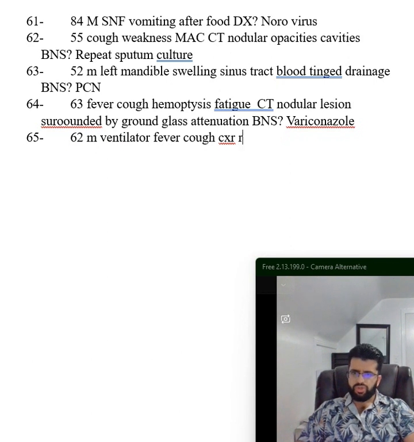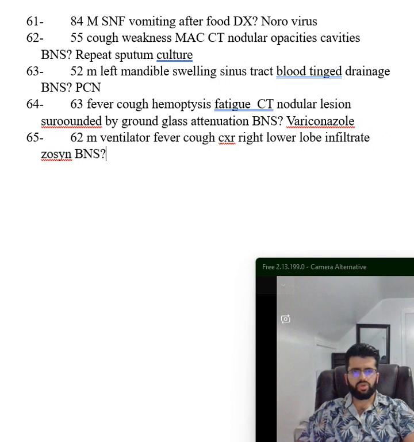You do chest x-ray, you see right lower lobe infiltrate, and then the patient is already on Zosyn, okay? And they tell you, okay, what do you do next? What do you add to that? Okay? So now they want you to know which one causes ventilator-associated pneumonia.